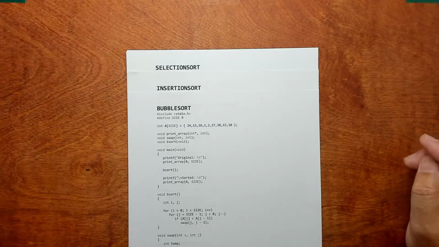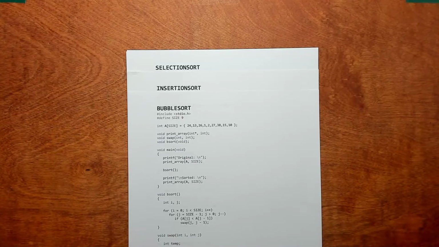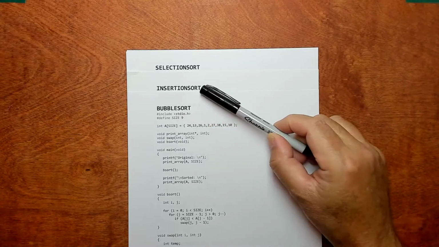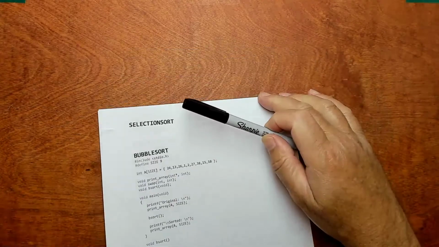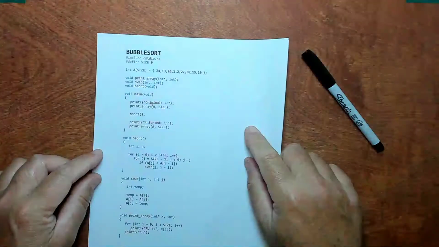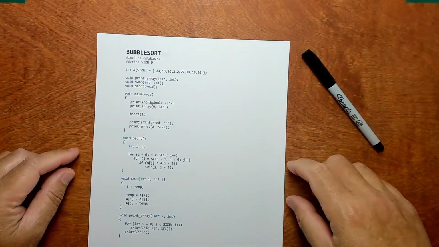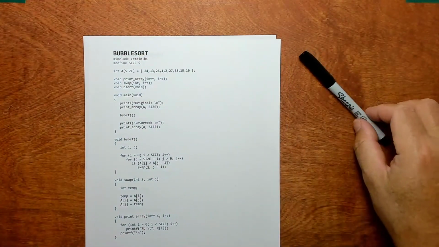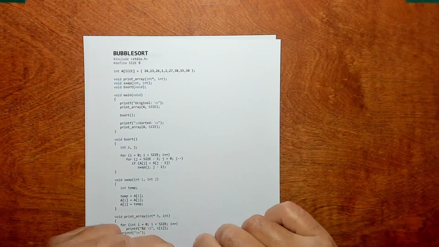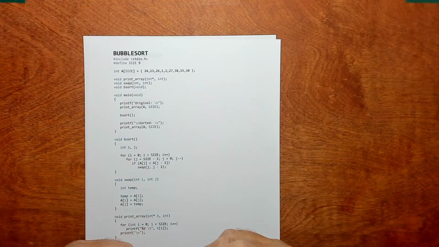Okay, welcome back. I'm going to go through these sorting algorithms: bubble sort, insertion sort, and selection sort. All right. So this code that I've got right here is posted for you guys. It's the source code for these, and I'm just going to do a hand execution on these. So what do we got?